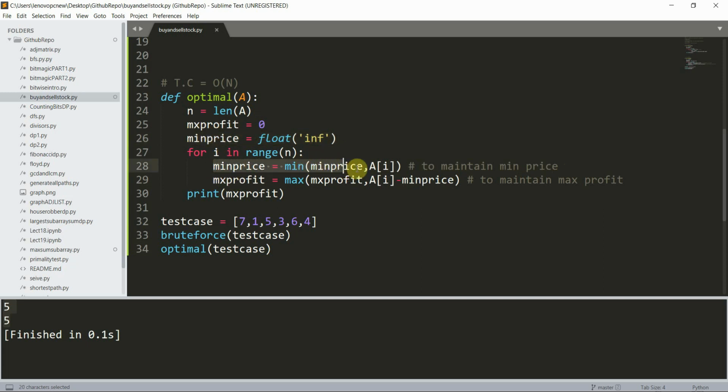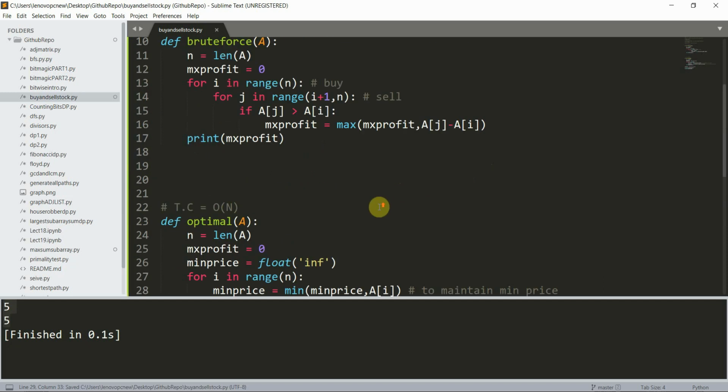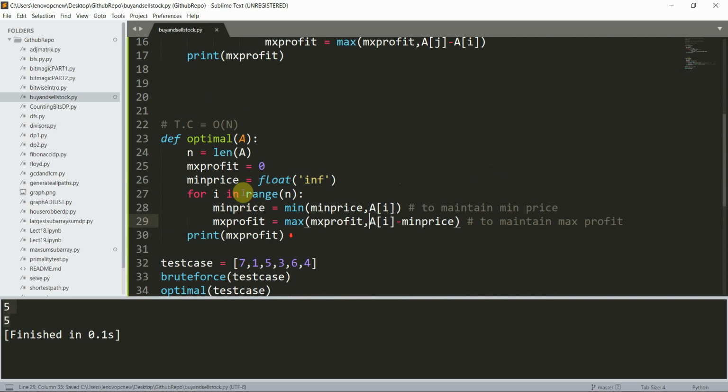Then minimum price is equal to minimum of min price and a of i. This is used to maintain the min price. So min price comma a of i would give us the minimum price. Then max profit is equal to max of maximum profit already, or else you compute the profit right now, that is a of i minus min price. So current price minus minimum price would give you the max profit. So here you can solve this using the O of n approach.